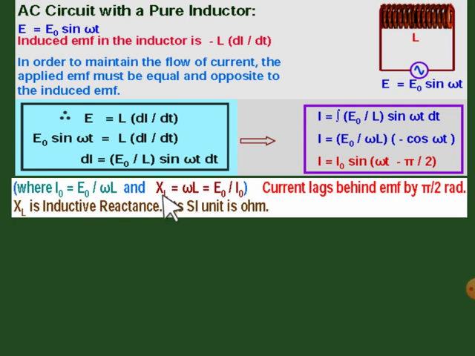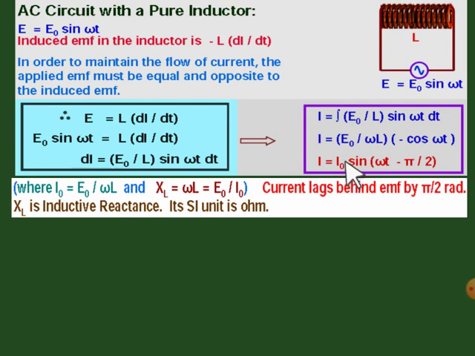And this has the unit of resistance, the SI unit is ohms. Got it? So what happened? This E naught by XL is just like E naught by R in the case of a resistor. So E naught, the potential difference peak value, divided by its opposition to the flow of current, that is inductive reactance, will be equal to the peak current I naught.